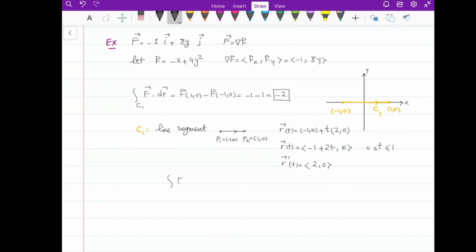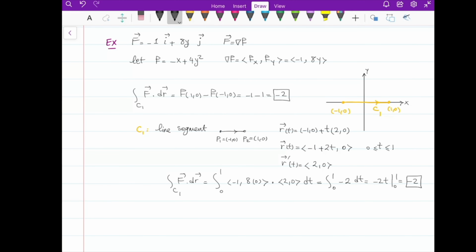Now let's plug everything into the line integral. It's from 0 to 1. The vector field is negative 1 and 8y. Instead of y, I need to plug in the parameterization, which is 0. And then r prime, 2 and 0, and then dt. So the dot product would be negative 2, and then dt. The answer is negative 2t from 0 to 1, and plugging in, I get negative 2.